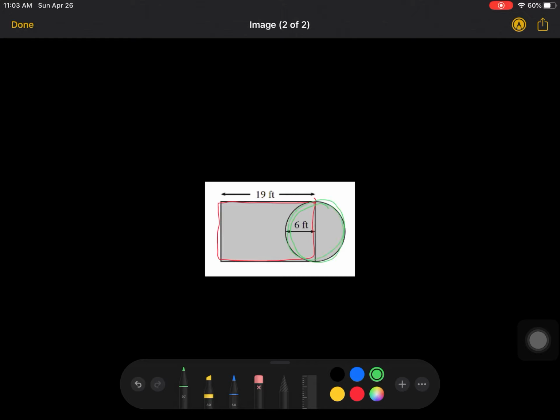Now, the important piece to realize here is that if we were to use our last strategy of just finding the area of the rectangle and the area of the circle and adding them together, we would actually be adding this section of the circle twice, because we'd be counting it with the rectangle and with the circle. So we want to find the area of the rectangle and the area of the circle, and we want to subtract this overlapping shaded section. So let's get to work.